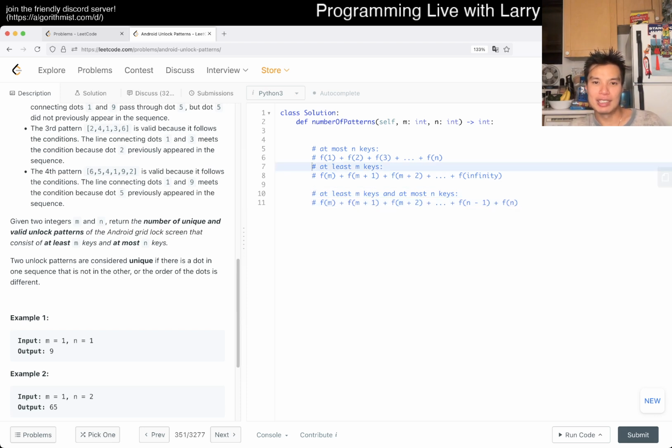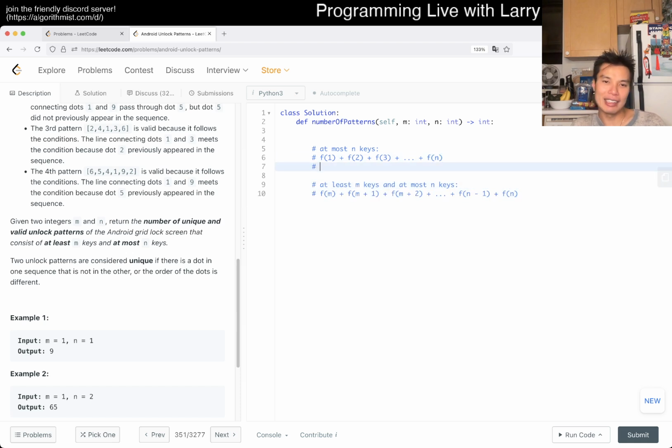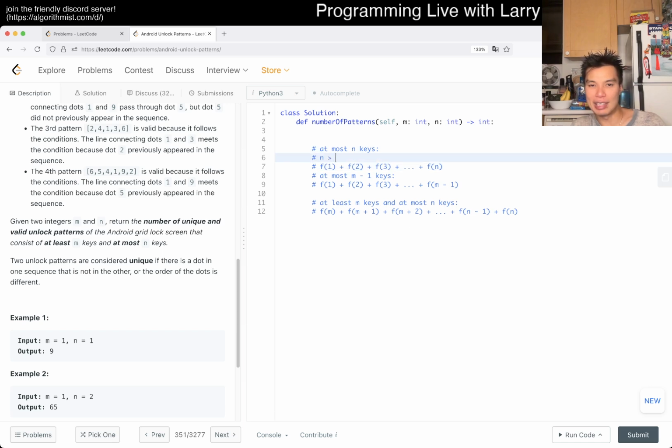And of course, let's skip this one, but this one makes sense, right? So now you can say that this contains this, and then if you add another thing, say at most m minus 1 keys is going to be f of 1 plus f of 2 plus f of 3 plus dot dot dot plus f of m minus 1, right? And then of course, you can maybe just stretch this out. We can say that n is greater than m, say.